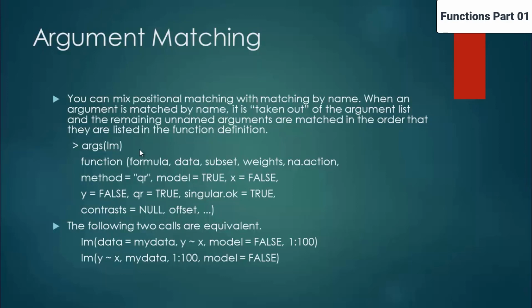Args of the lm function will give you formula, data, subset, weights, na.action, method equal to qr, model equal to TRUE, x equal to FALSE, y equal to FALSE, qr equal to TRUE, singular.ok equal to TRUE, contrasts equal to NULL, offset, and those kinds of things. So you are seeing two equivalents of the same function here. lm of data equal to my data, y tilde x, model equal to FALSE, 1 to 100. Again, you are passing the same function, just switching the positions of the variables, and both are exactly correct.